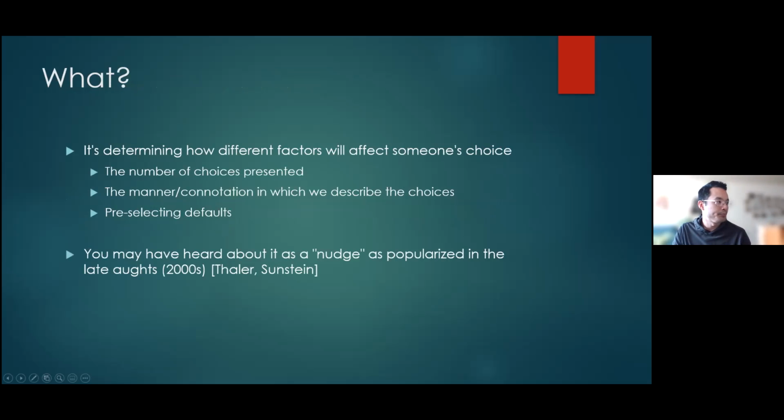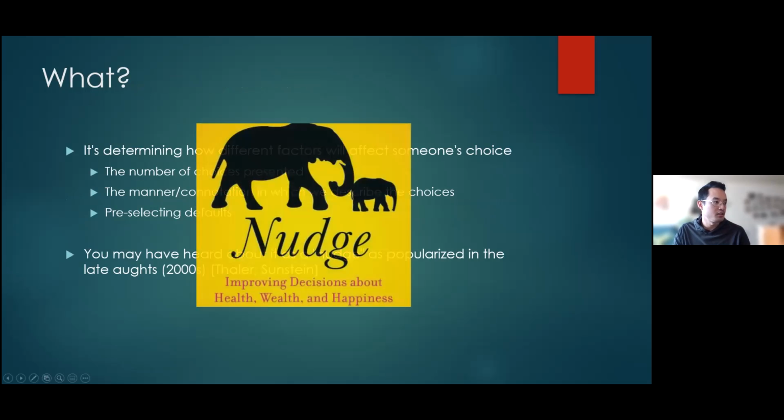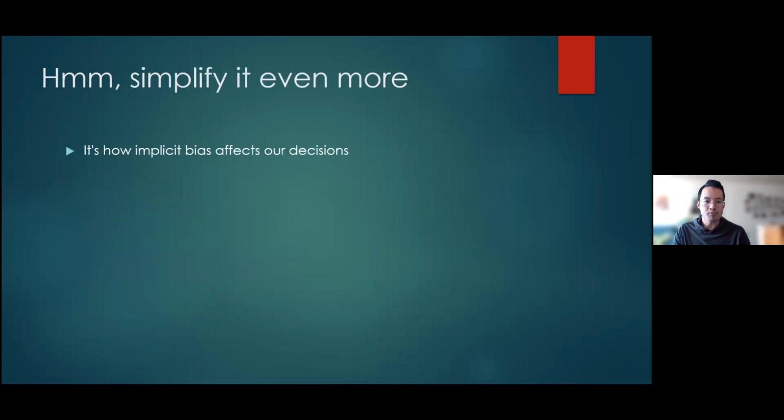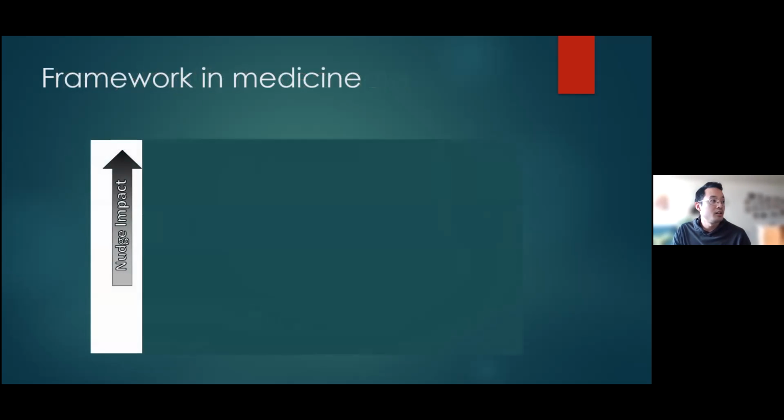Another way to think about it is the different factors that are going to affect someone's choice: the number of choices, the connotation, the things surrounding it, and pre-selecting defaults. And there's this popular book in the late aughts called Nudge, so you might have heard of this. Simplifying it even more, it's really just how implicit bias affects our decisions.